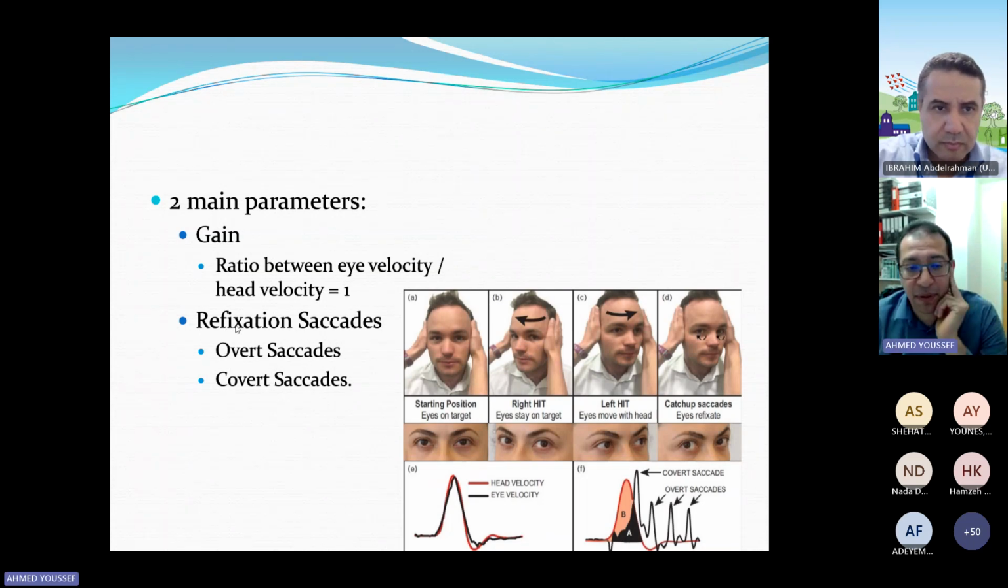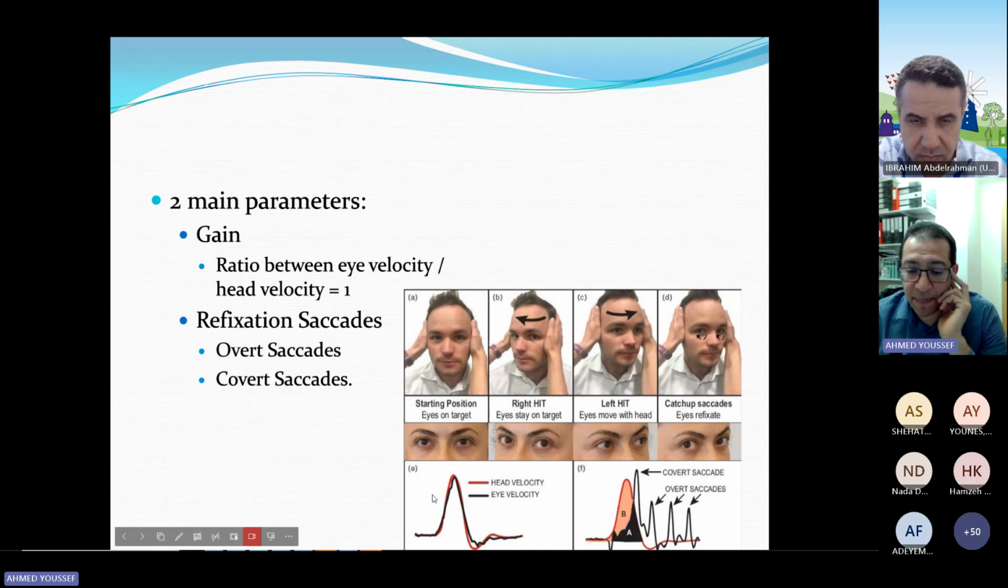And the second parameter that gets measured is what we call the refixation saccade, as we saw on the video. The thing is, there are two types of refixation saccade. So if you look at the same person here, when his head was turned to the left, his eye initially went to the left and then he refixated. So that's what's called the catch-up saccade.